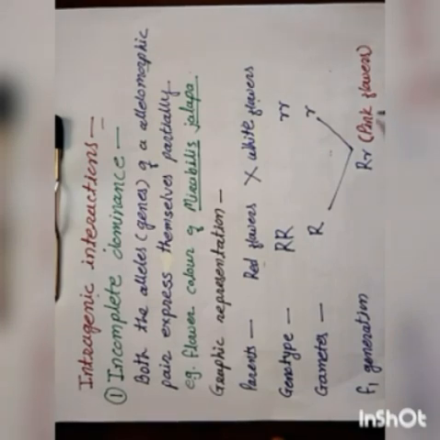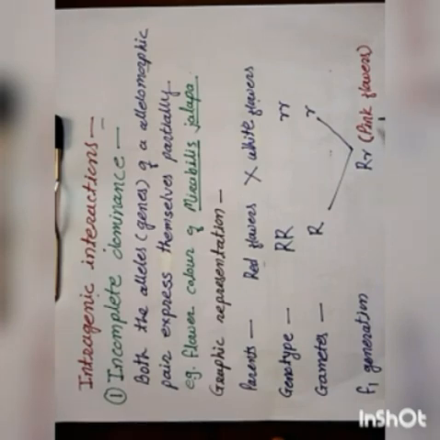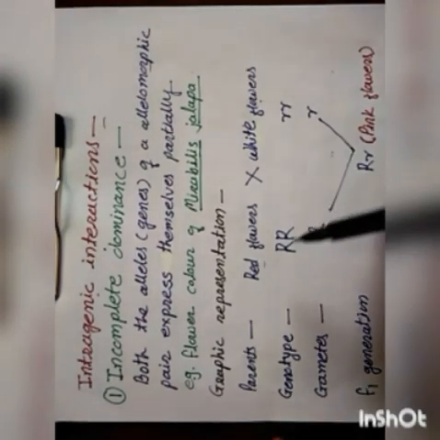This pink color is the intermediate character, or the intermediate color. It is not red, and it is not completely white. It lies in between them. That's why it is an intermediate character which is produced in the F1 hybrid.